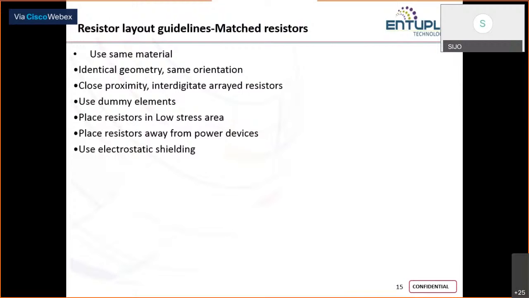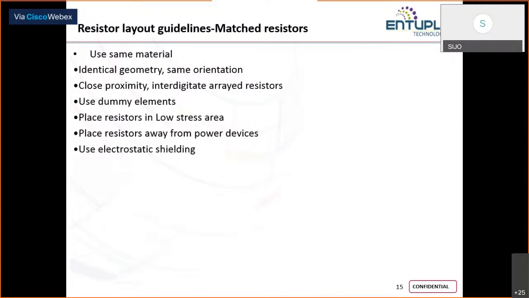So these are the basic guidelines when you deal with the layout of the resistor. If you want to match two resistors, it is recommended to use the same material, whether it is high-res poly or diffusion, but it should be the same material. Then you can go for identical geometry and the same orientation. If you are going for a vertical orientation for R1, then it is recommended to use the same orientation for R2 also.